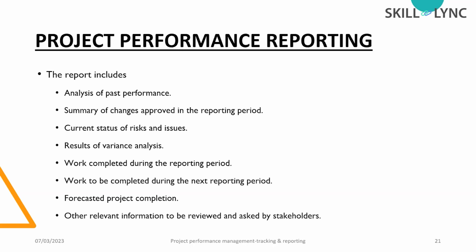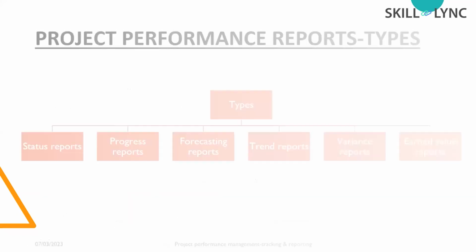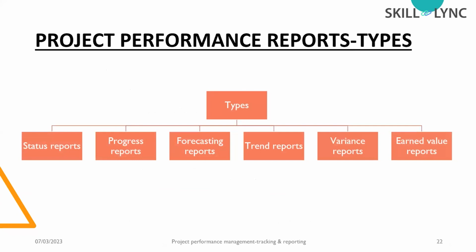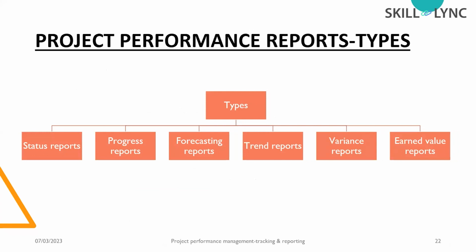Project reporting is also a skill for a civil engineer. A lot of software is used, for example Power BI, and there are also different types of documents available. So as a civil engineer, we need to understand the different types of documents or project performance reports. Let's see the reports in detail. There are status reports, progress reports, forecasting reports, trend reports, variance reports, and earned value reports. Let's see these reports in detail.